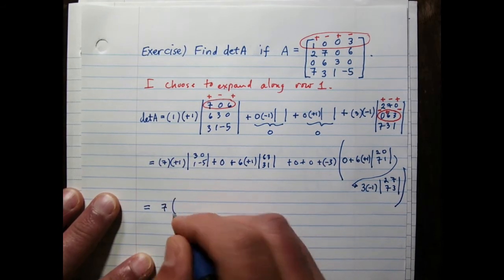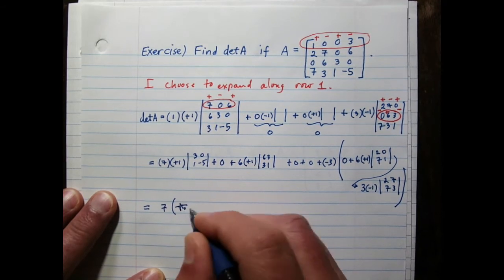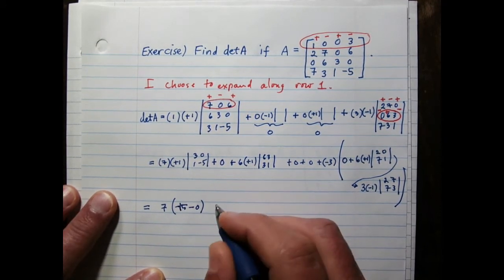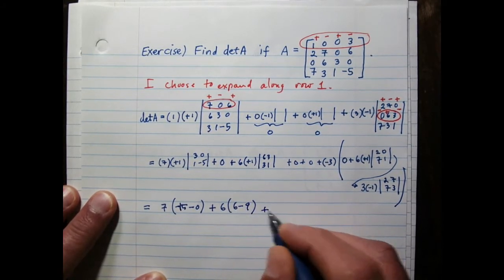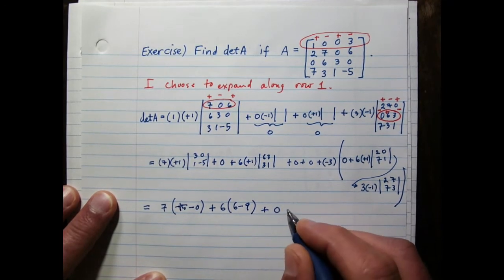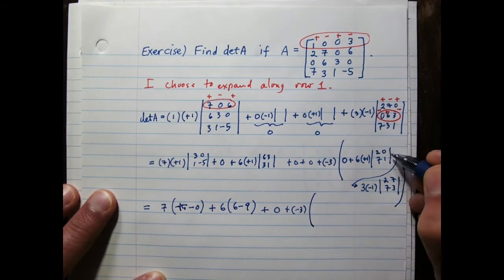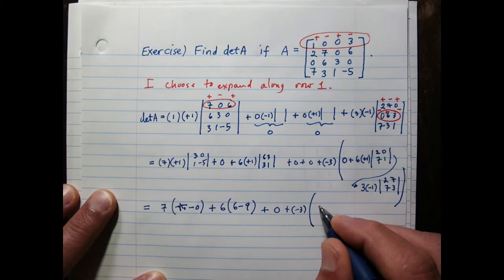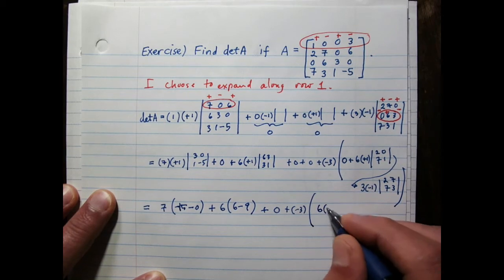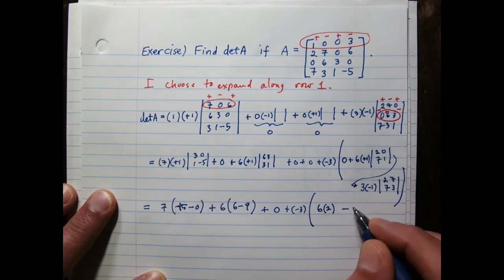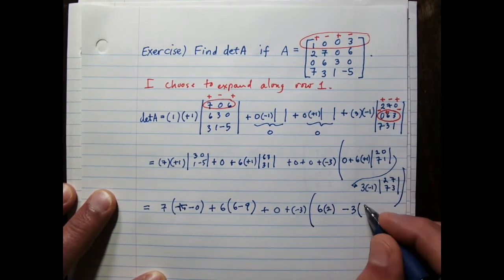So I got 7 times -15, minus 0, plus 6 times 6 minus 9, and all my 0 stuff. Then I have this -3 in front of my big grouping, so I better clean this up a little bit now. I got 0 plus 6 times 2 minus 0. Ooh, I like that. And then minus 3 times 6 minus 49.